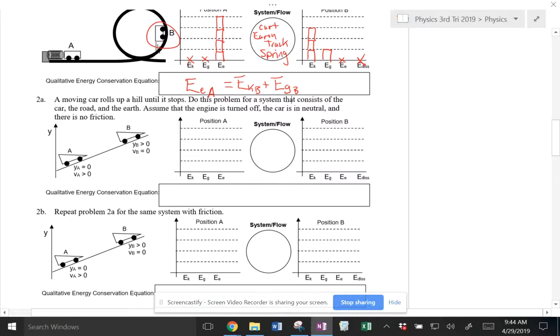Remember that the number of blocks is your arbitrary choice, but you need to have conservation. However many blocks you have in the system, you need to be able to account for those throughout the whole process, okay? So I'm going to shut up and let you get on with the show here.